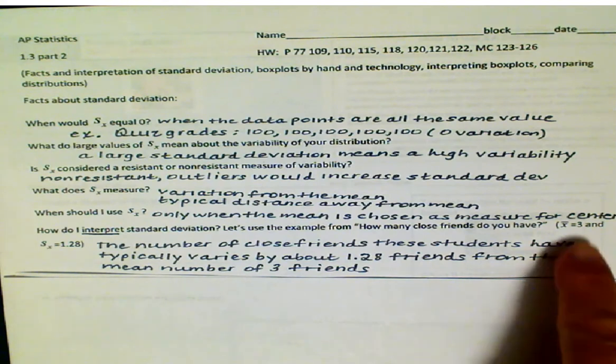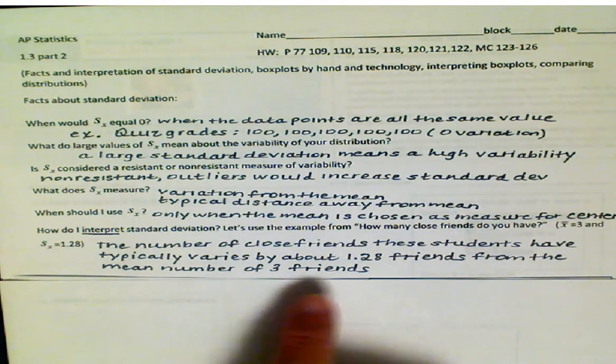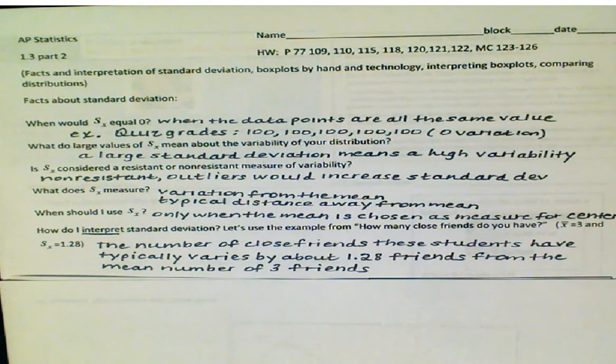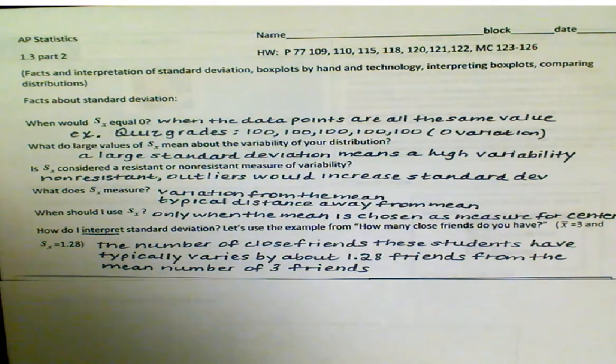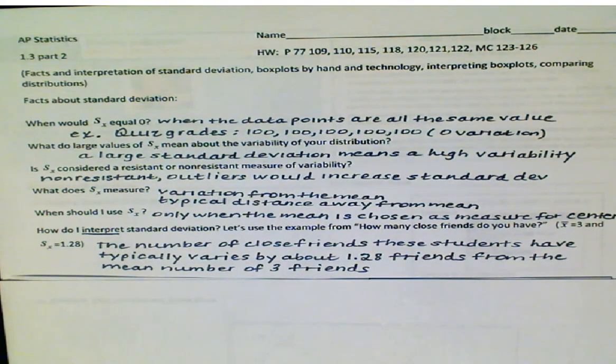So I did use the mean number, I did use the standard deviation in my explanation to interpret. So the number of close friends these students have typically varies by about 1.28 friends from the mean number of 3 friends.